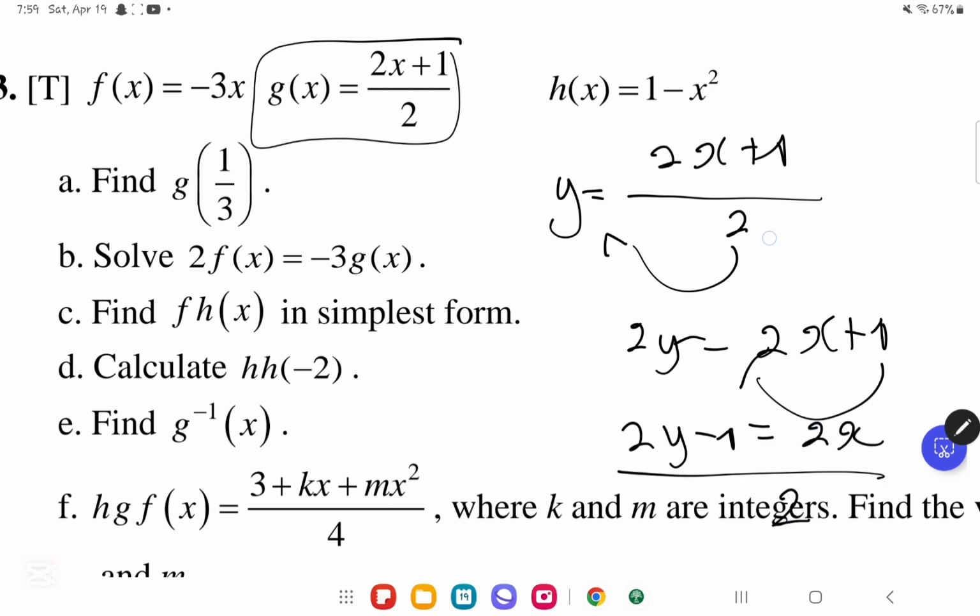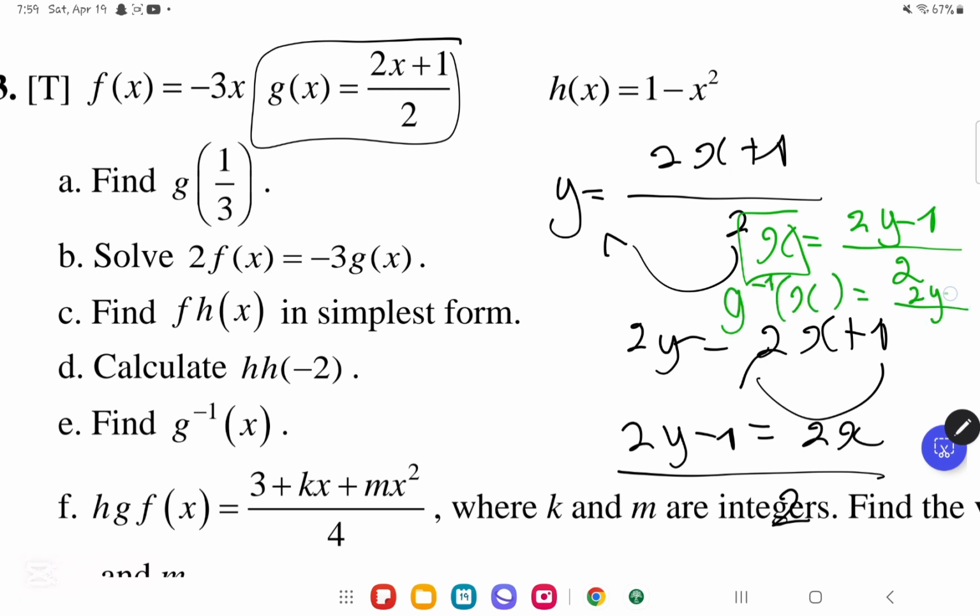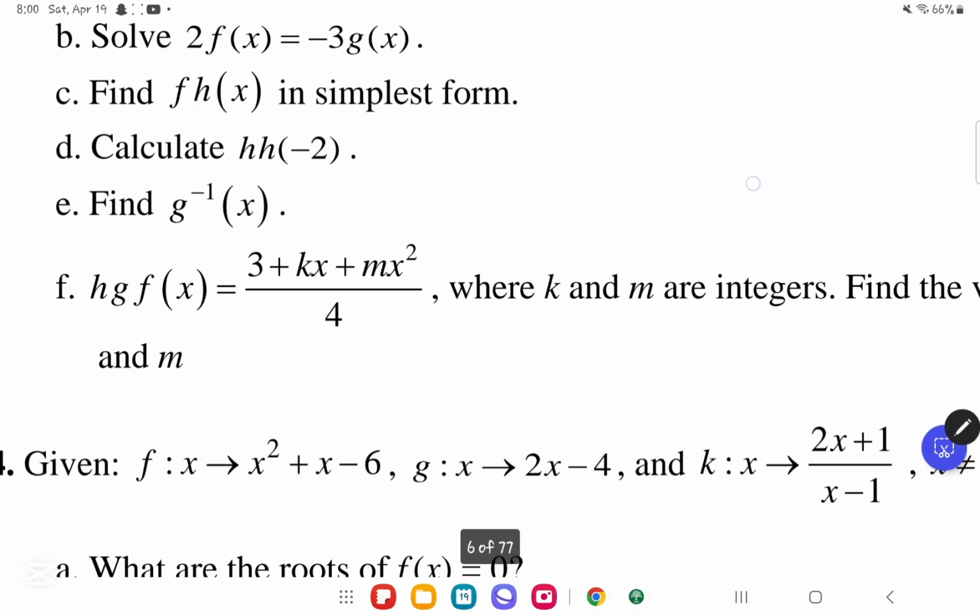You will get that x is equal to 2y minus 1 over 2. So very simply, what we're going to do now is substitute x by g inverse of x, so g minus 1 of x. It is equal to 2y minus 1 over 2. And my bad, instead of the y, put x, so 2x minus 1 over 2. Very simply, that is it.